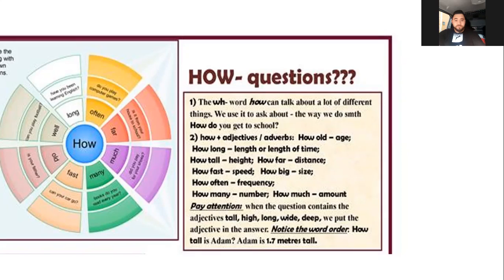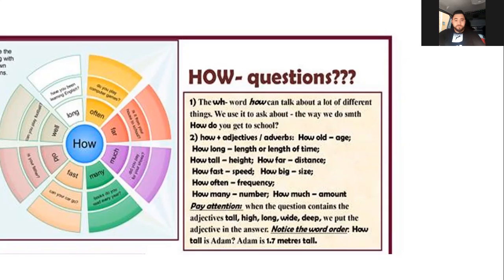How do you get to school? ¿Cómo llegas a la escuela? How plus adjectives or adverbs: how old, you are talking about age. How long, we are talking about length or length of time. How tall, we are talking about height. How far, we are talking about distance. How fast, we are talking about speed. How big, we are talking about size. How often? We are going to talk about frequency.